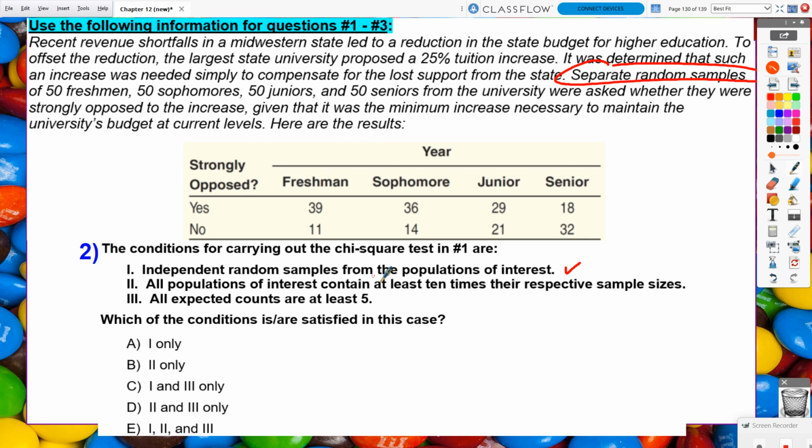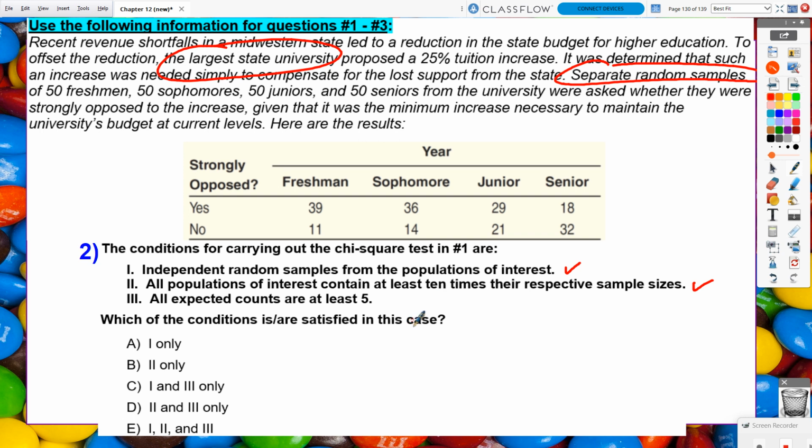Now, can we assume that there are at least 500 freshmen, 500 sophomores, 500 juniors, and 500 seniors from the university? Ooh, I don't know. What do you think? In the largest state university, I think that's going to be safely assumed to be true. Are all of the expected counts at least 5? Ooh, we don't have the expected counts, so we would really need to verify if that is in fact true.